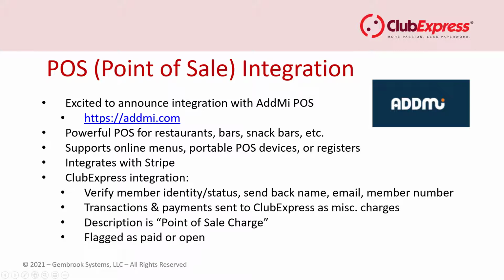So we're verifying their identity and status. If it's a restaurant or bar at a yacht club, you want to make sure that that person's an active member. Because if they're not an active member, they can't run a tab. You want them to pay on the spot.